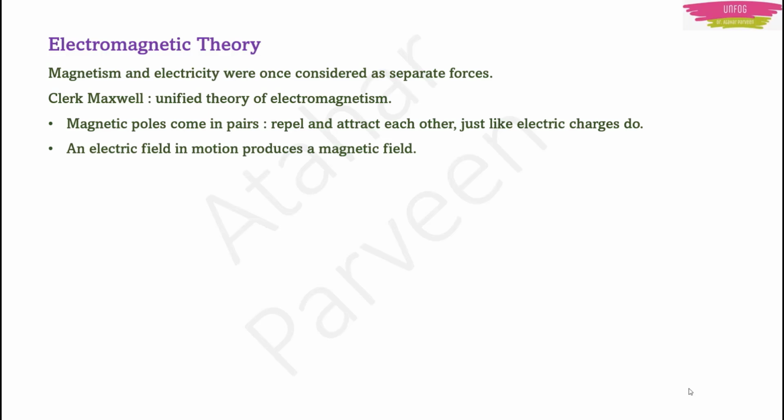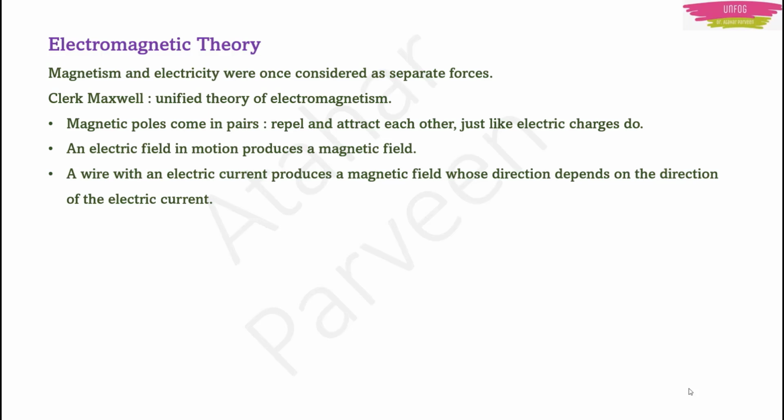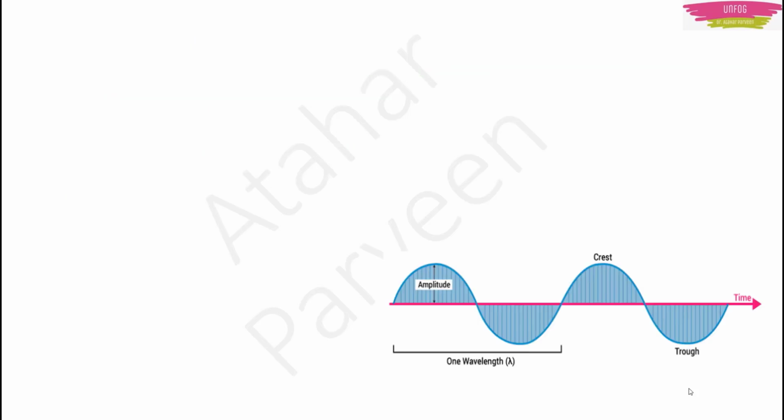He also told that a moving electric field can produce a magnetic field. For example, if you take a wire with an electric current, it will produce a magnetic field, but the direction depends on the direction of the electric current. The magnetic field and electric current will be perpendicular to each other. Now consider this wave with amplitude and wavelength. We all talked about it, right? Crest and trough, and the x-axis, let us put it as time. Now we can talk about the properties of electromagnetic radiation.